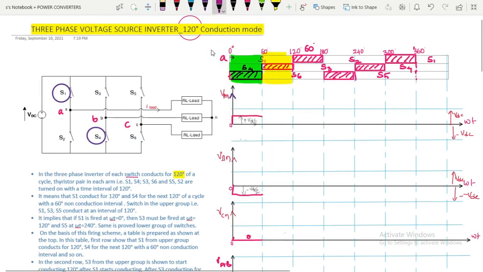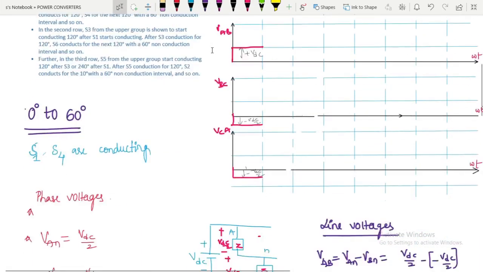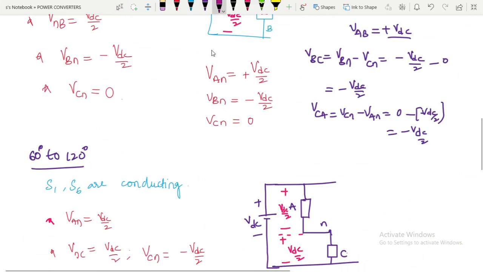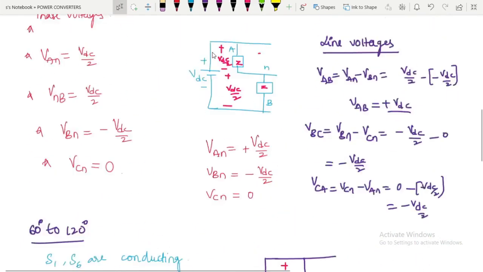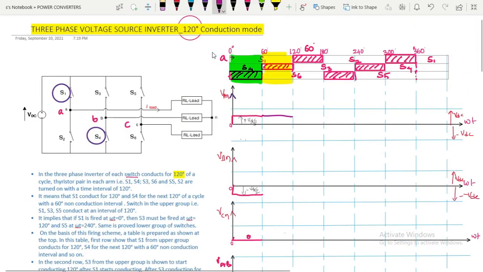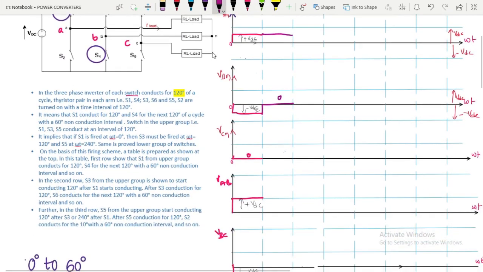VAN is plus VDC by 2, so there is no change in the value, right? VAN is plus VDC by 2, VBN is 0 and VCN is minus VDC by 2. VBN is 0 for 60 to 120 degrees, and VCN is minus VDC by 2, so this is minus VDC by 2.